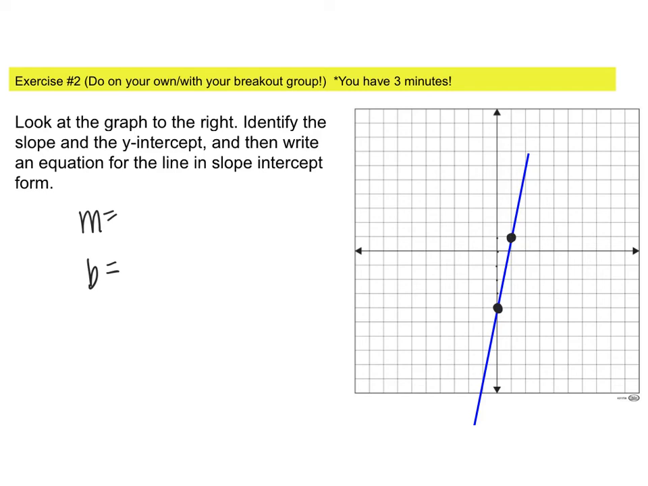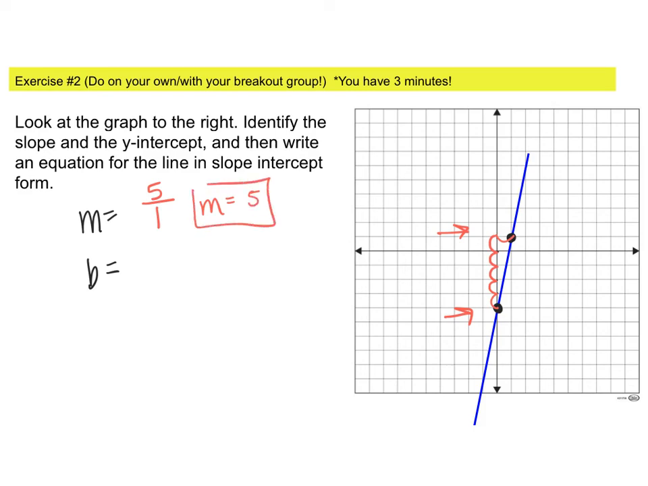All right, the first thing I'm going to look for is my slope. So to go from my left point to my right point, I'm going to go up, so it's going to be positive slope. It's going to be up 1, 2, 3, 4, 5. So I went up 5, that was my rise. In my run, I went right 1. So this is the same thing as saying m is 5.